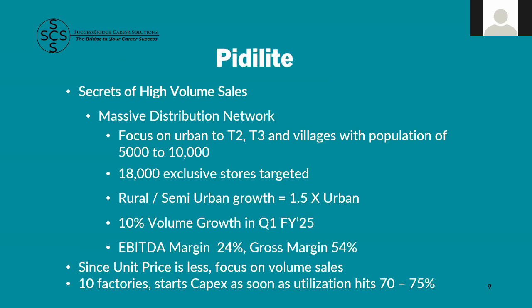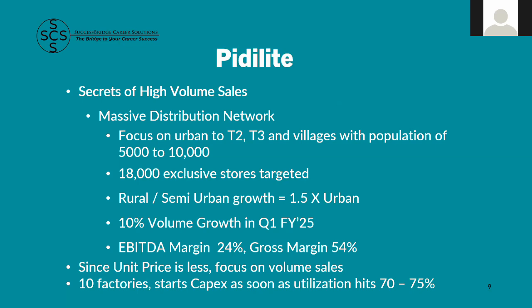So they have achieved a 10% volume growth in the recent quarter, which has gone by. And you may think 10% is nothing great. But believe me, when you're talking of lakhs in terms of the number of products being sold, 10% is a huge amount. As far as EBITDA margin is concerned, they have 24% EBITDA margin with gross margin of 54%. And see, with Pidilite, Fevicol, and the associated products, the unit price is less.